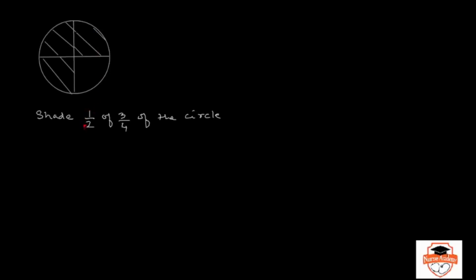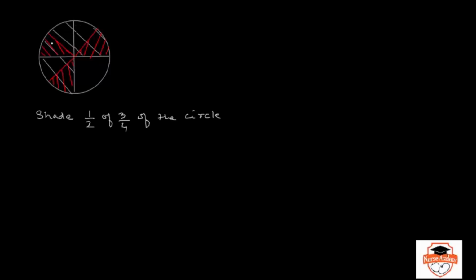And then to get 1/2 of this shaded region, maybe we could split each one of these right through the middle. So this is what I mean. And pick one of these pieces. So you have one from here, right through the middle. And one from here. And this is what we mean by 1/2 of 3/4 of the whole.